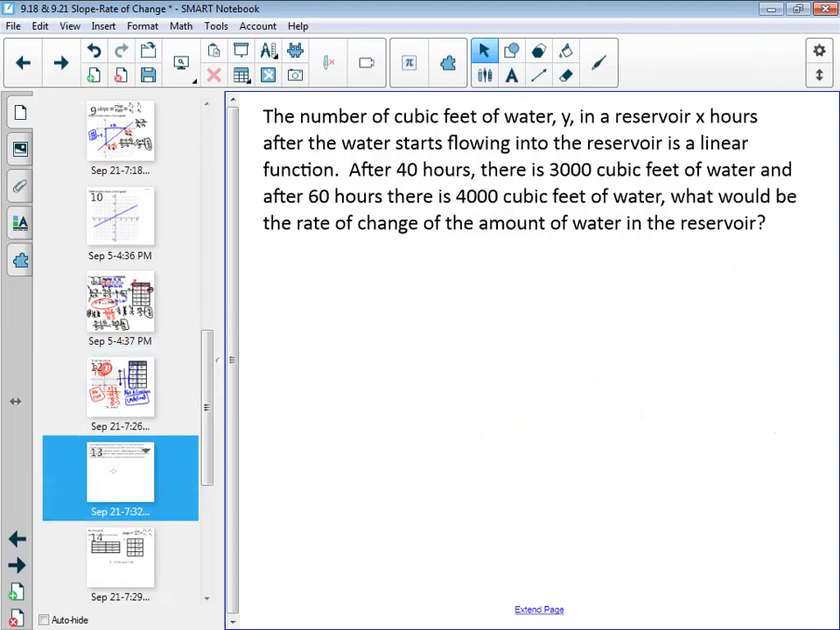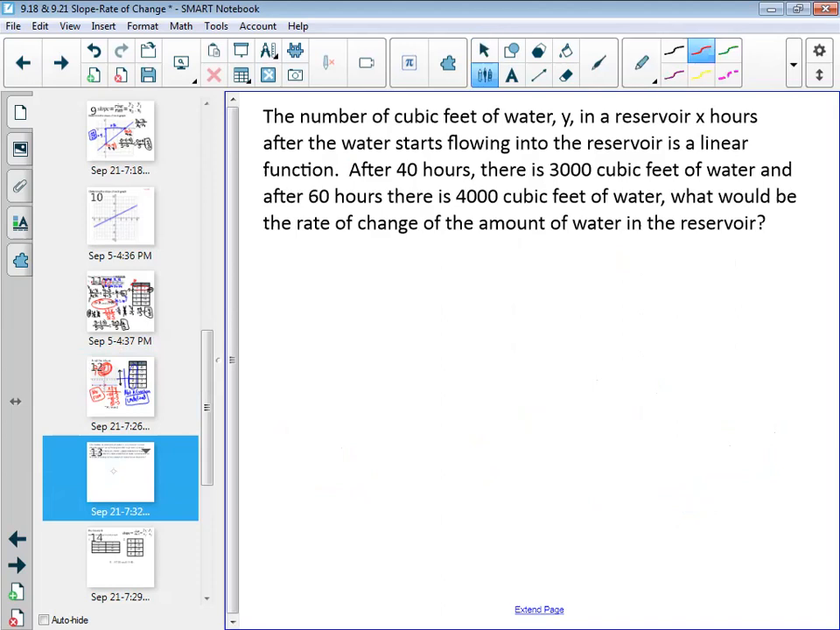All right, let's take a look at this word problem we have here. So with the word problem, we got the number of cubic feet of water, y, in a reservoir, x hours after the water starts flowing into the reservoir is a linear function. After 40 hours, there are 3,000 cubic feet of water, and after 60 hours, there are 4,000 cubic feet of water. What would be the rate of change of the amount of water in the reservoir?